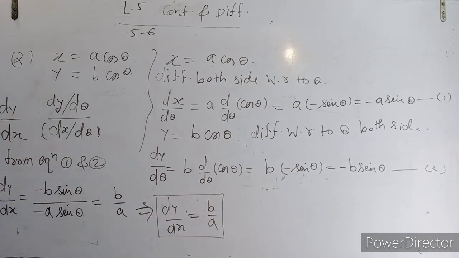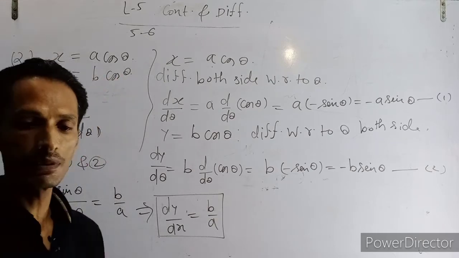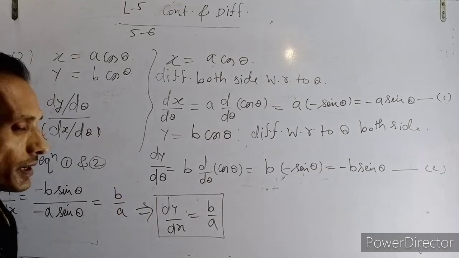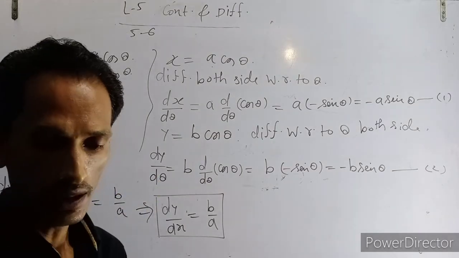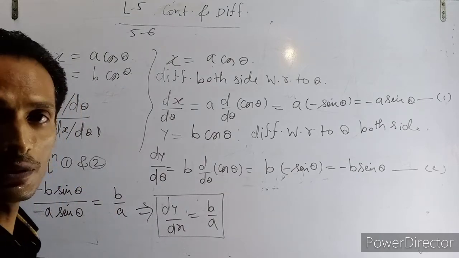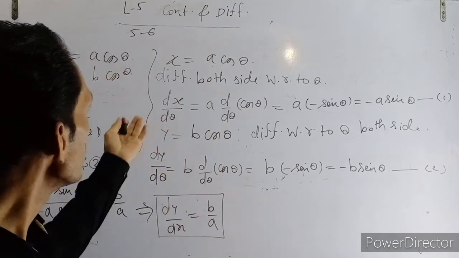Can you do it in this form? There is a variable. Sometimes you are given theta, sometimes t, sometimes another variable. So you have to do it in the same manner. Now come to the next question. You can note it down by pausing the video. Pause the video and write it.